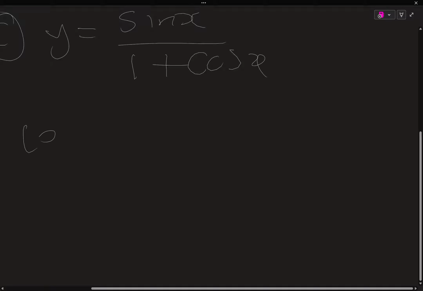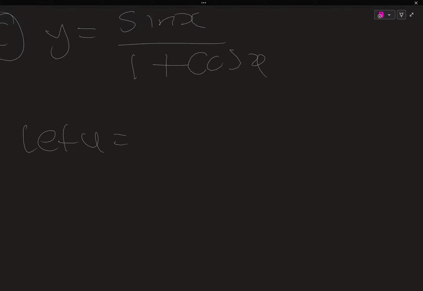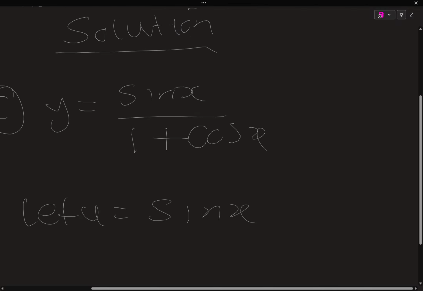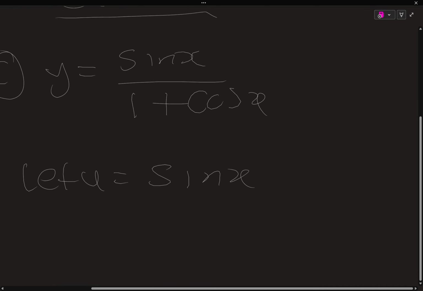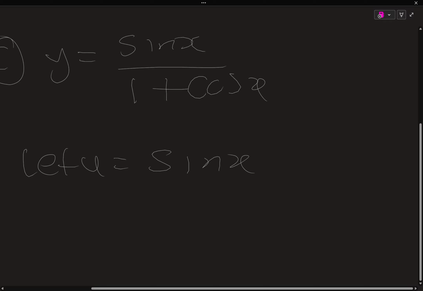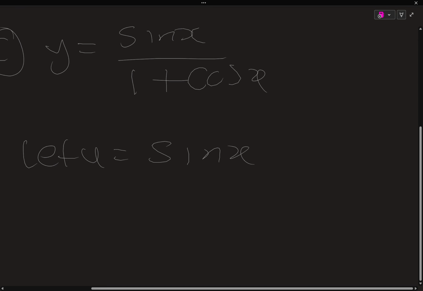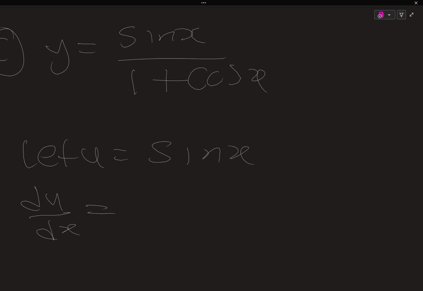So we're going to say let u equal to sine x. When we look at this question, we're going to use the quotient rule because we have a function divided by a function. So we're going to differentiate them separately and use the quotient formula to find the answer. So we're going to say du/dx, when you differentiate sine, is simply cos x.